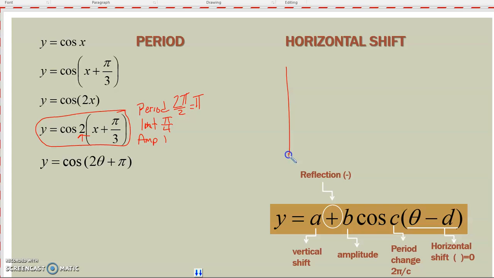All right, so let's look. We're going to take this parentheses here, x plus pi over 3, put it equal to 0, and solve. So we're going to shift left. We're going to go left because it's negative pi over 3. All right, now this is the tricky part. We're moving pi over 3, but our intervals are pi over 4.